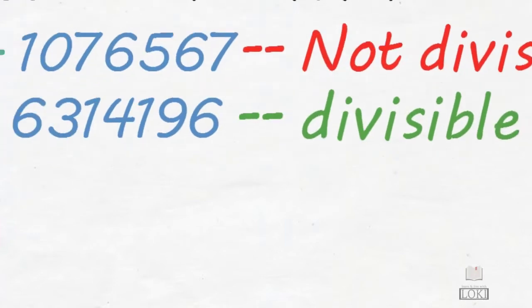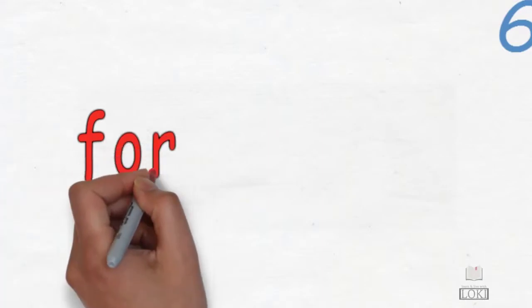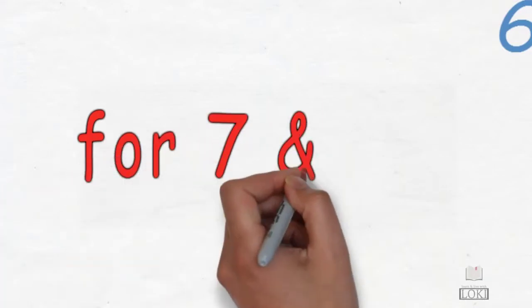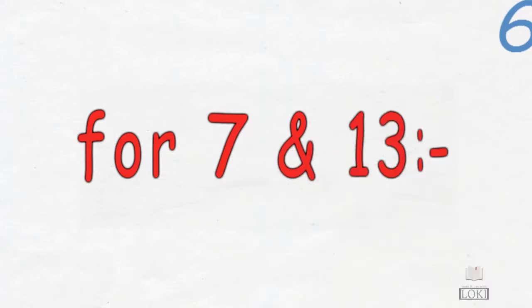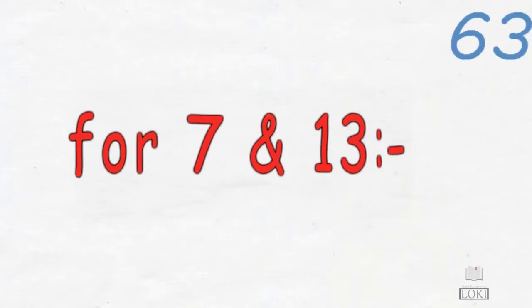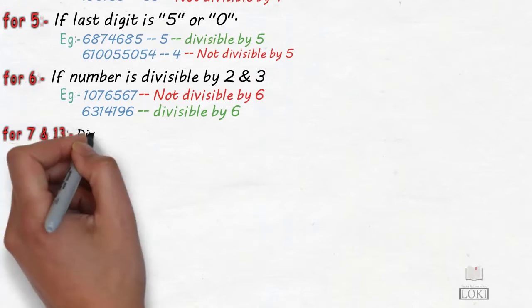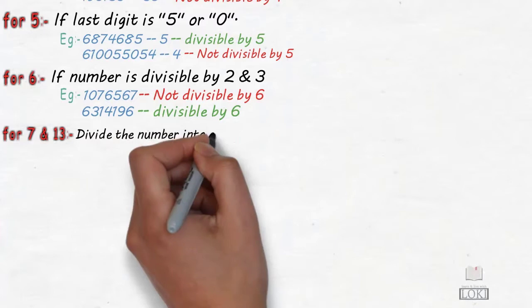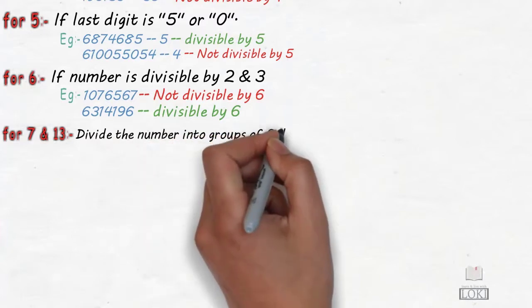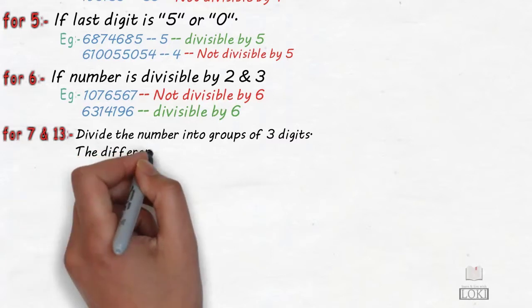The next is the divisibility rule for 7. Let's see for 7 and 13, because these two numbers' rules are similar, and I can say exactly the same. First of all, we need to divide the number into groups, and each group contains 3 digits. We need to start the division of the number from the right side.